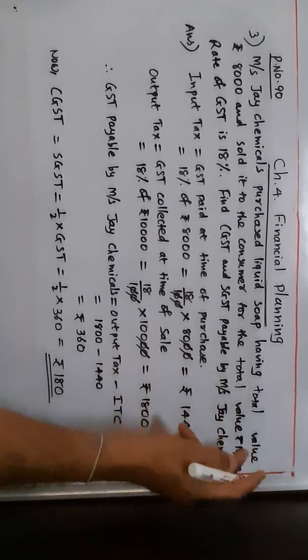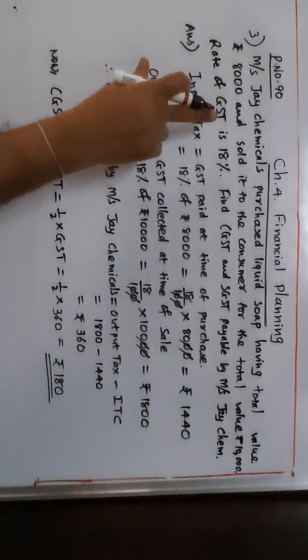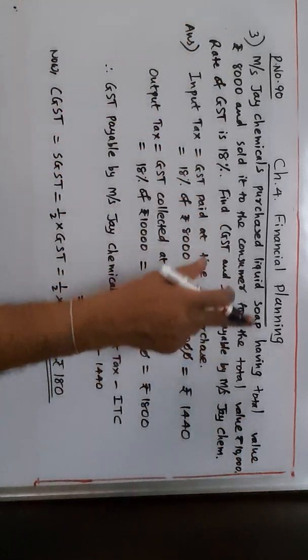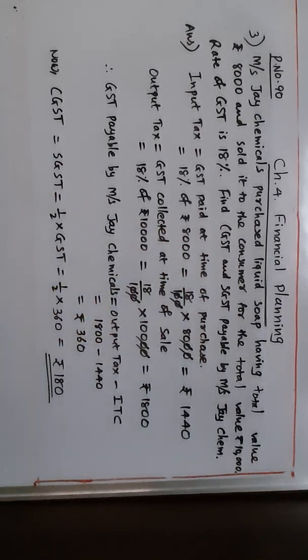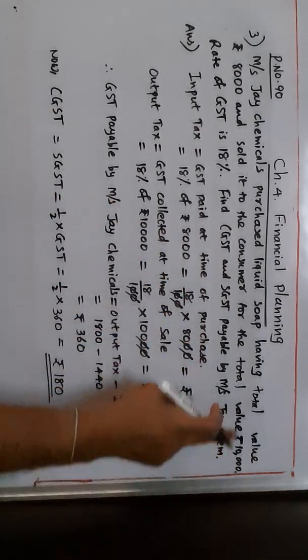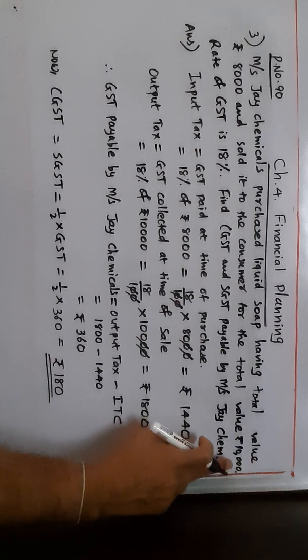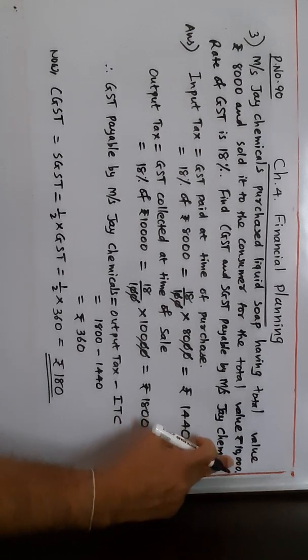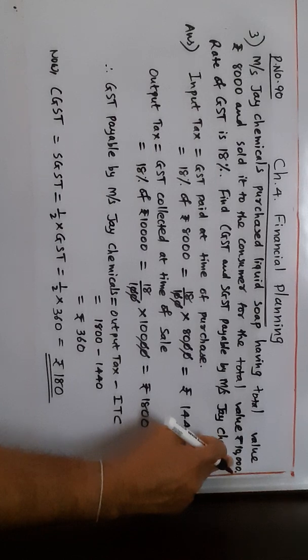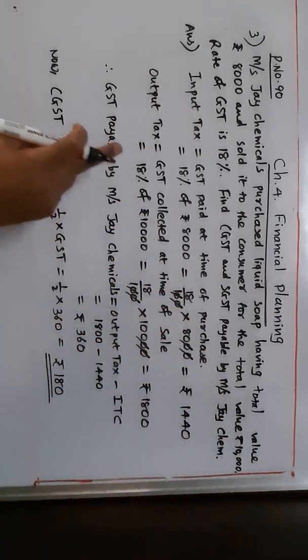Total value means this value, 8000, includes the cost of the liquid soap as well as the GST paid by Messrs J Chemicals. And here also, this total value is 10,000. It means this is the value at which the goods are sold to the customer, but this value includes the tax, the GST collected from the customer, also. Understand? Now how will you solve?